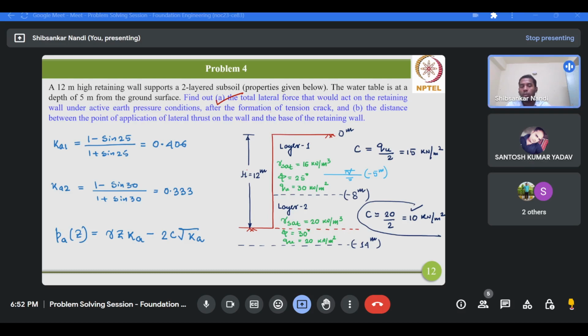No, you have to consider it from the 8 meter only. So at the 8 meter, because you have to calculate the lateral earth pressure, then again you have to calculate the lateral earth pressure at 9 meter.